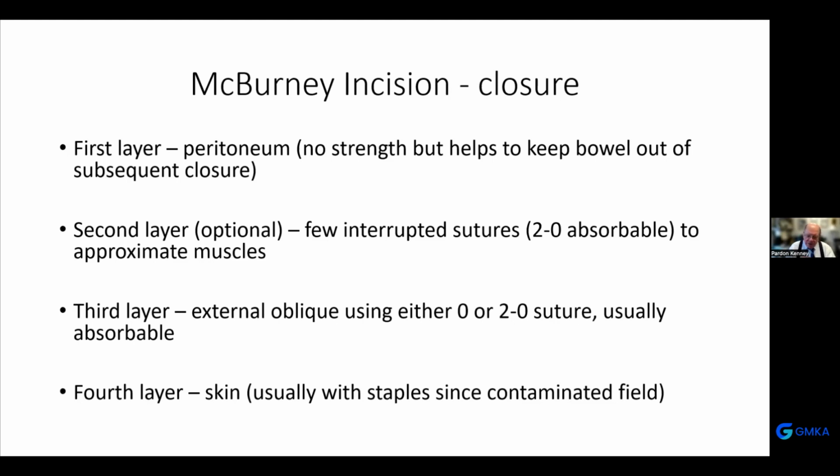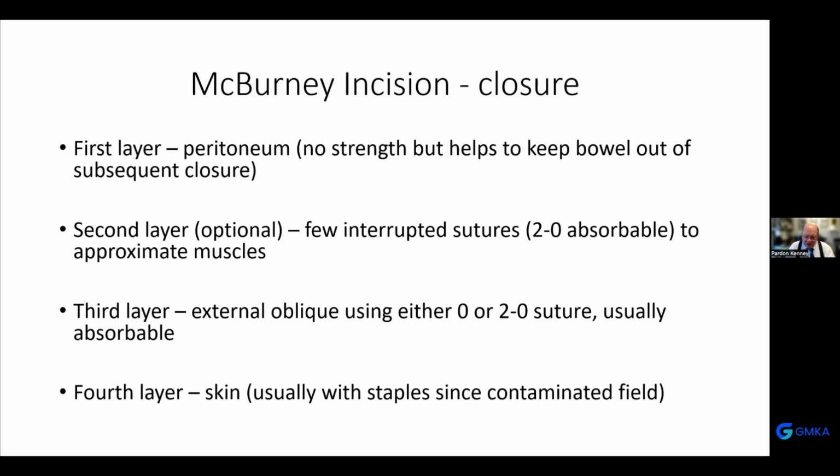The third layer would be the external oblique, and this again is the strength layer of the closure, usually either a 2-0 or a 0 suture, usually absorbable here, so that we're not too worried about this thing. We're not too worried about the patients not healing, because most of the time they're young.